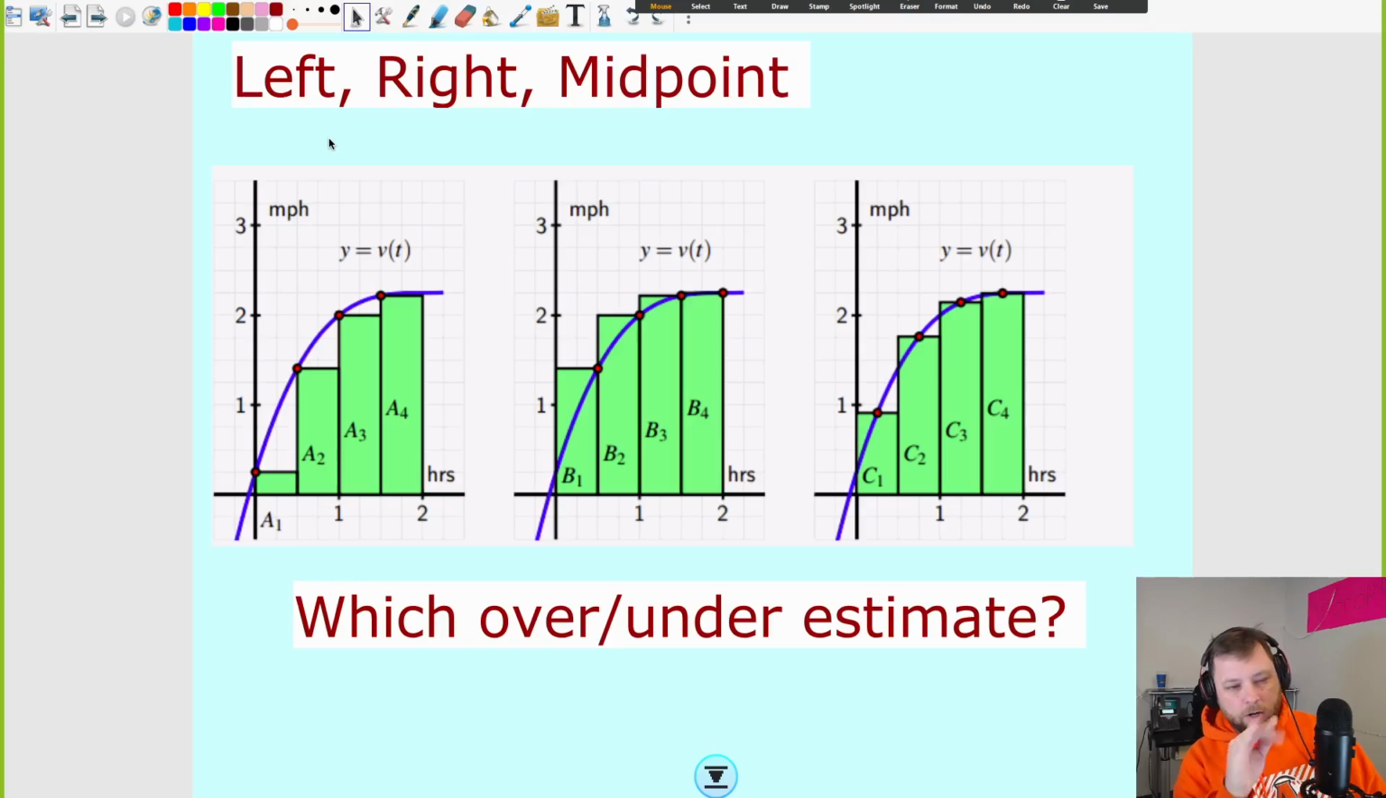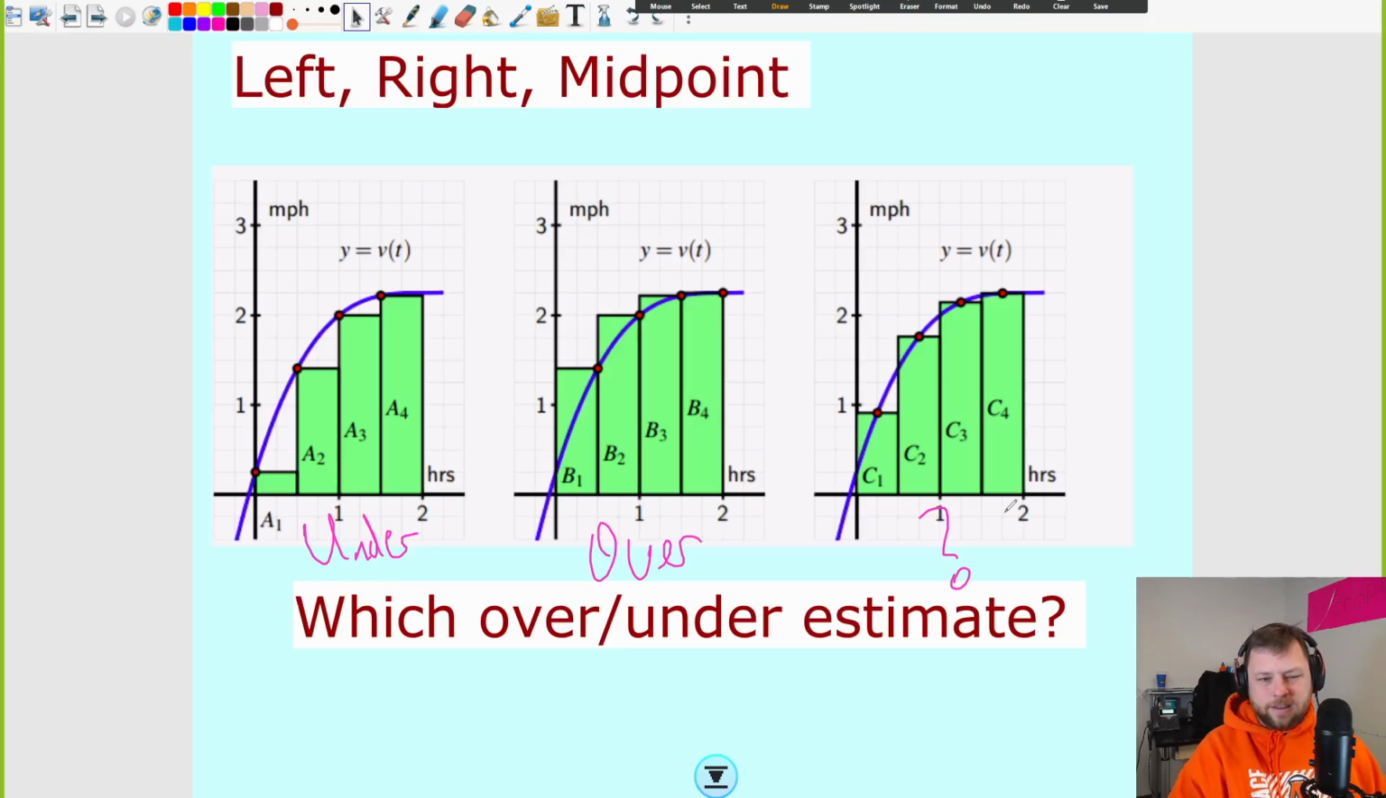All right. So other parts of calculus. Sometimes we want to know if this is going to overestimate or underestimate. And a lot of that depends. So if you're looking at these graphs right now, this is left, right, and a midpoint. Which one over and underestimates? So obviously this left one's going to be under because everything's smaller. And this right hand is going to be over. This midpoint, that's hard to tell.